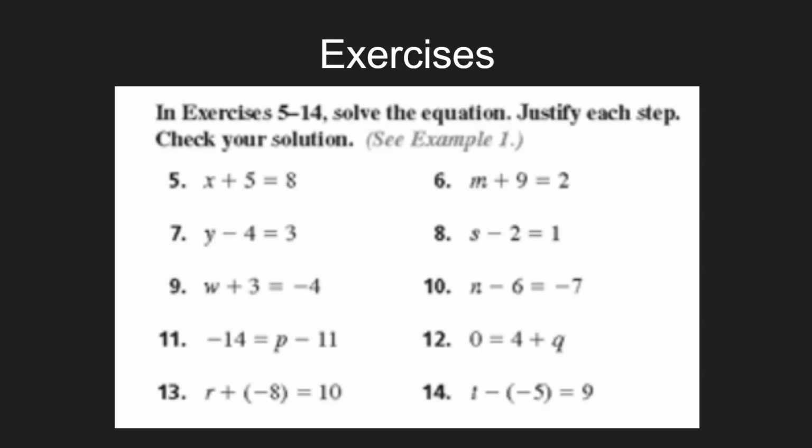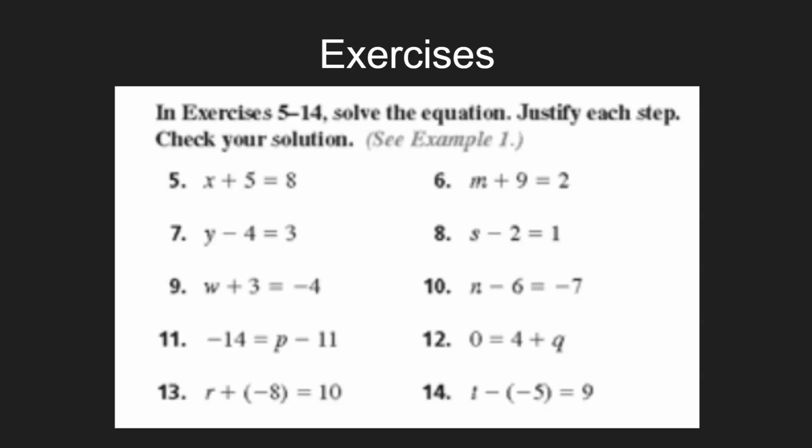For number 6, m plus 9 equals 2. So we're going to do the same thing, except this time we're going to subtract 9 from each side and find that m is equal to negative 7. Number 7, y minus 4 equals 3. So we have to add 4 to each side to get y equals 7. Number 8, s minus 2 equals 1. We'll add 2 to both sides to get s equals 3.